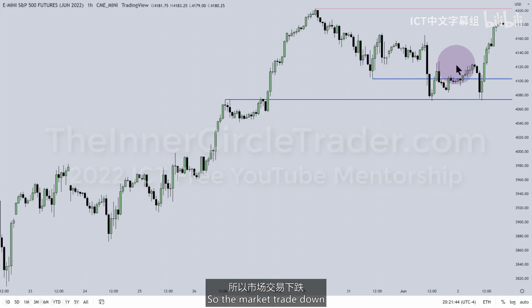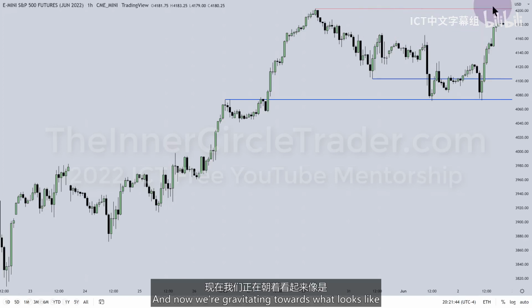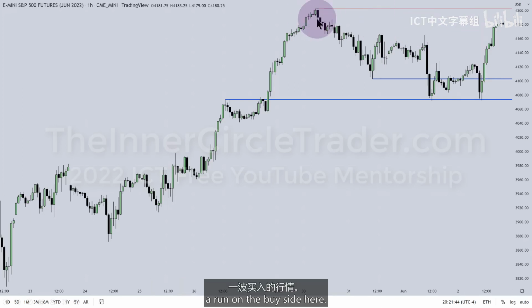Okay, so the market trades down on Wednesday, hits the fair value gap low, then we consolidate, and then we drop one more time to it here, then we make a mad dash to take out the short-term high here. We have a shift in market structure that's bullish. We take out this short-term high here and relative equal highs, and now we're gravitating towards what looks like a run on the buy side here.